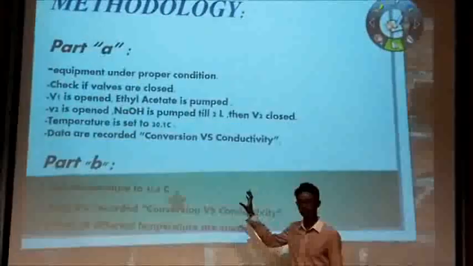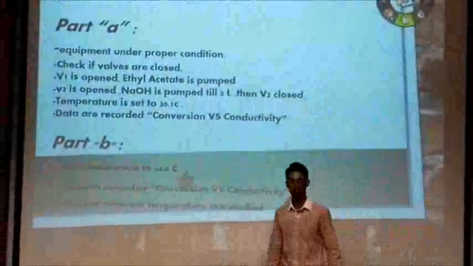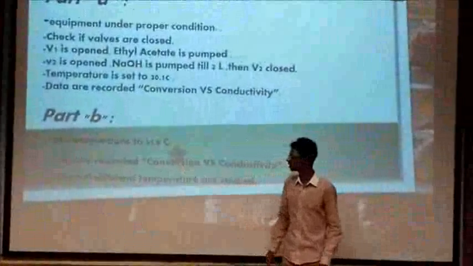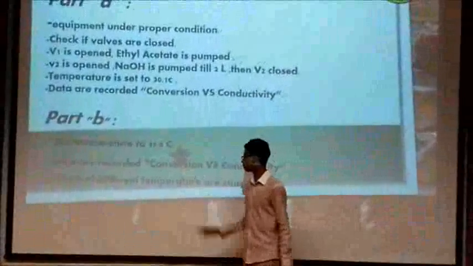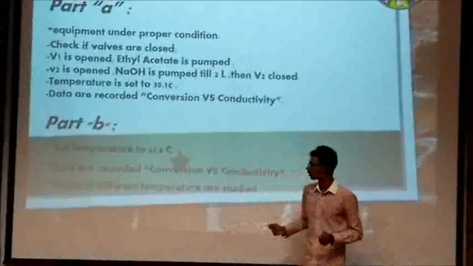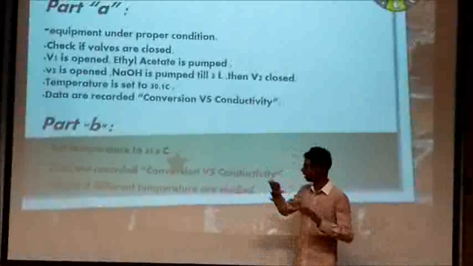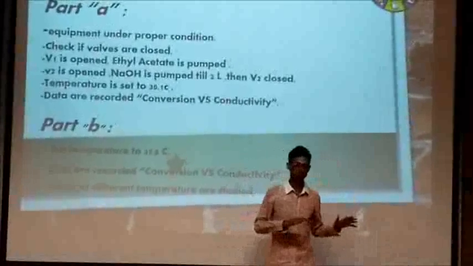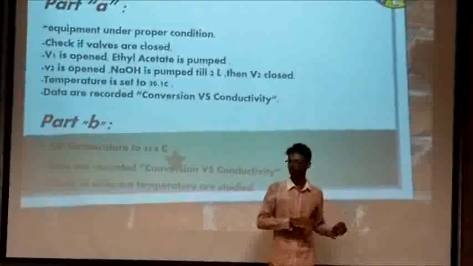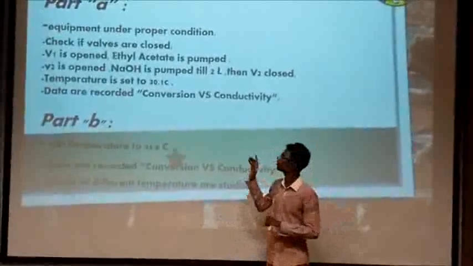When we finish part A, we go directly to part B. What should we do and what should we make sure of in part B? First of all, we set the temperature to 25.8 degrees Celsius. Later, the data of conversion and conductivity will be recorded in the computer. At the end, we have to check and study the effects of different temperatures in this experiment, as we had two different temperatures, one lower and one higher. So we will see which one has a very high rate of reaction and which one has a very low rate of reaction. That's it about the methodology.